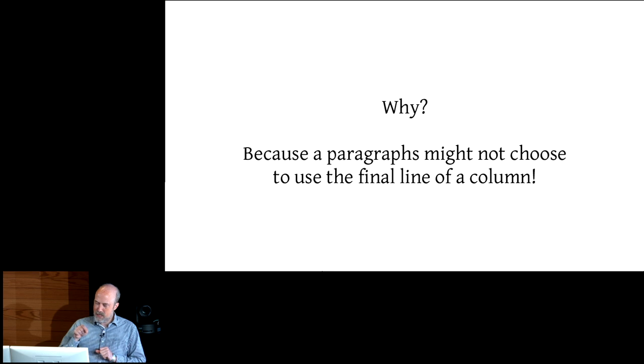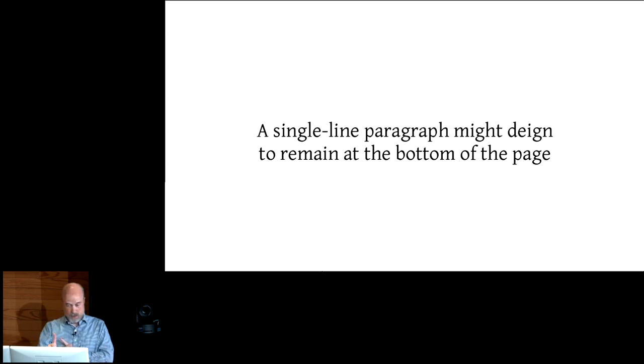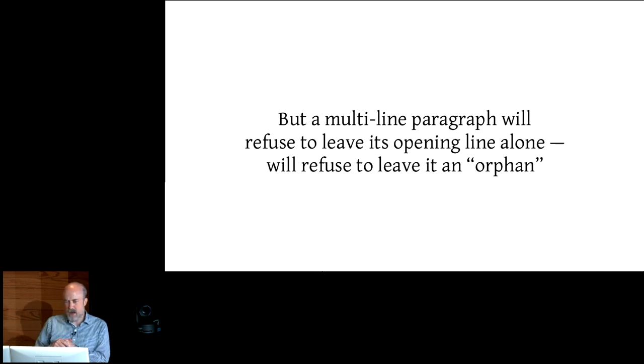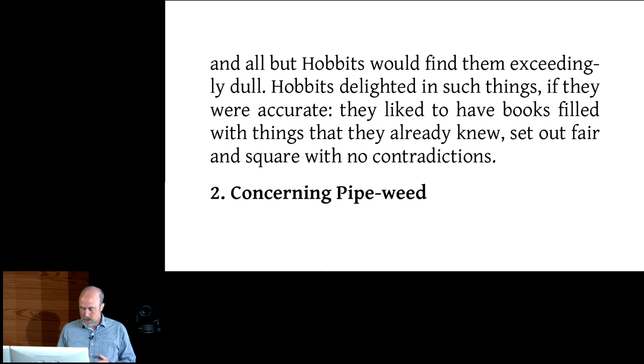Why? Because a paragraph might not choose to use the final line of a column because of something paragraphs do on their own. They are tricky beasts called widow and orphan detection. A single line paragraph might deign to remain at the bottom of the page, and then our heading has something to head before the text moves to the next column. But a multi-line paragraph will refuse to leave its opening line alone, will refuse to leave it an orphan. It will look and say, I can't leave that line by itself. That's considered a sin in typography. So even if there's the space for a line, a multi-line paragraph will pull it up to the top of the next page to look better, leaving the heading stranded, even though it looked like there was enough room for more content.